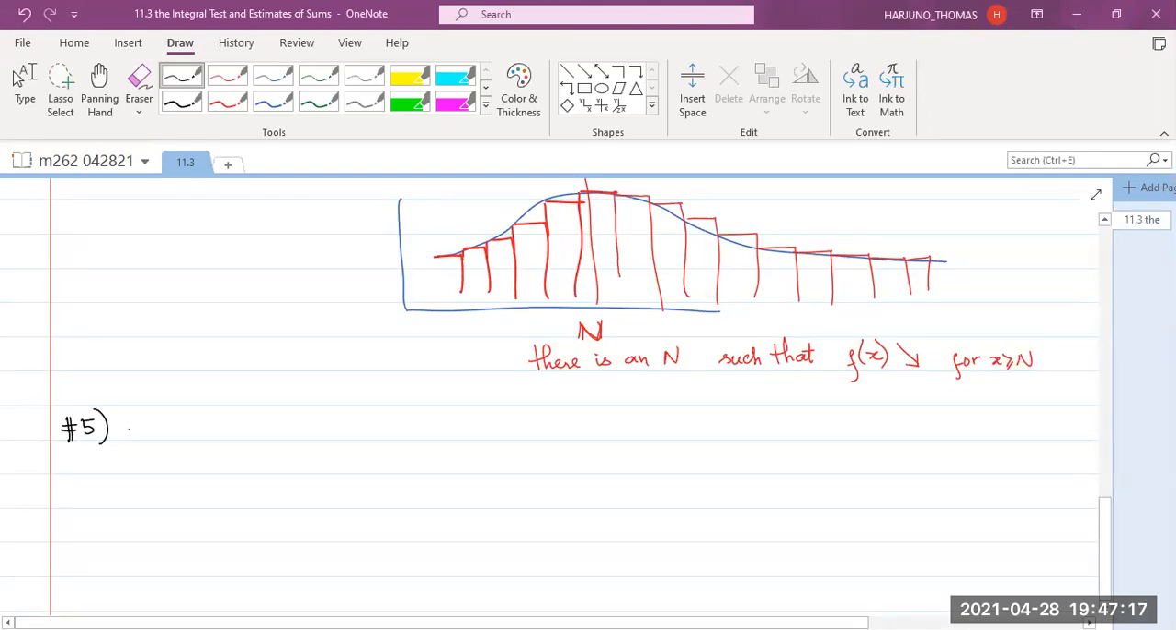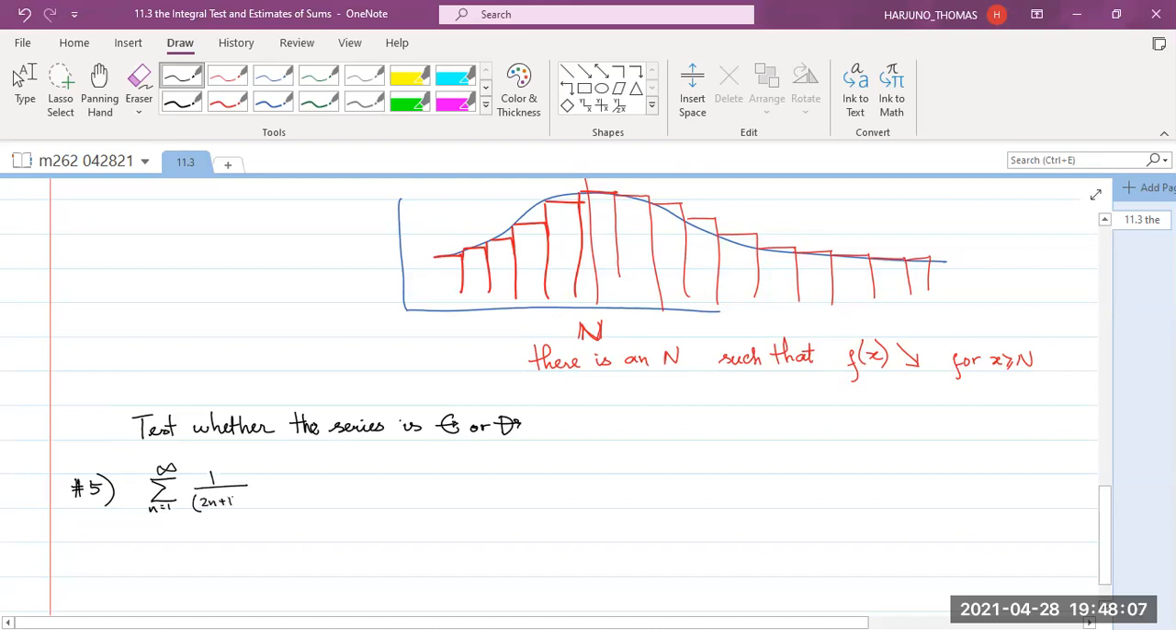Test whether the series is convergent or divergent. And the series is, maybe I call that the question. And then for number 5, we have this series: the sum of 1 over (2n plus 1) cubed.